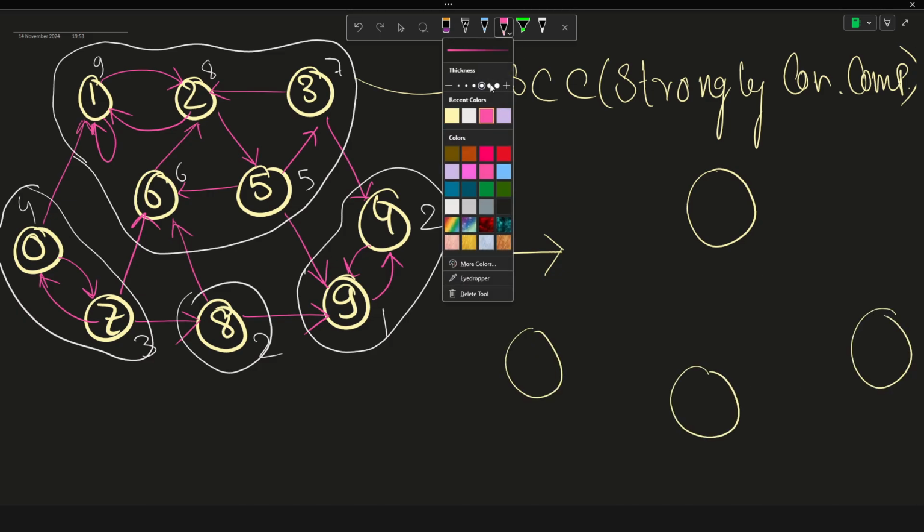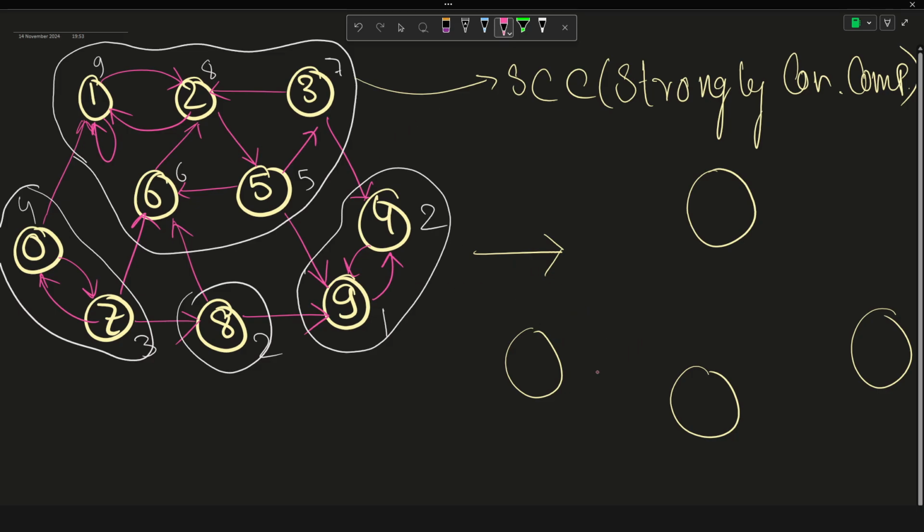And the connections that are present are like this. From this component the edge is going from here to here, that is this. From this component to this component, that is this. From this component to this component, like this. Here it's like this.